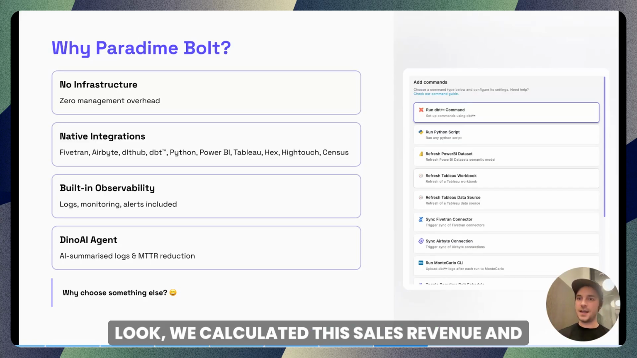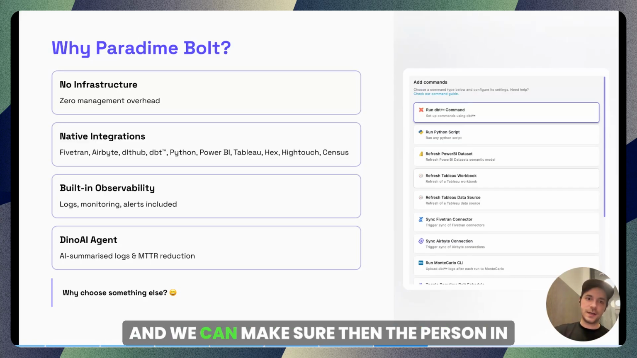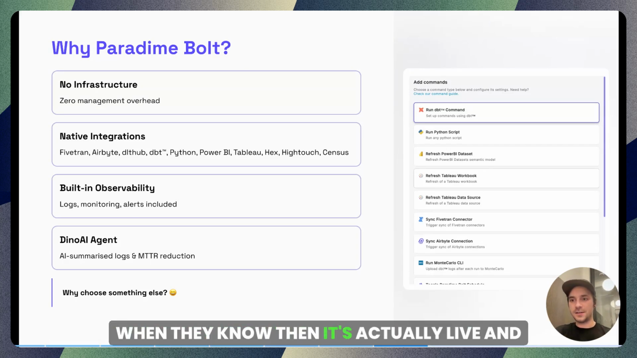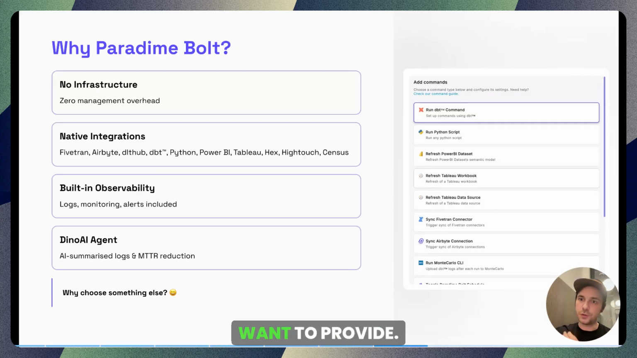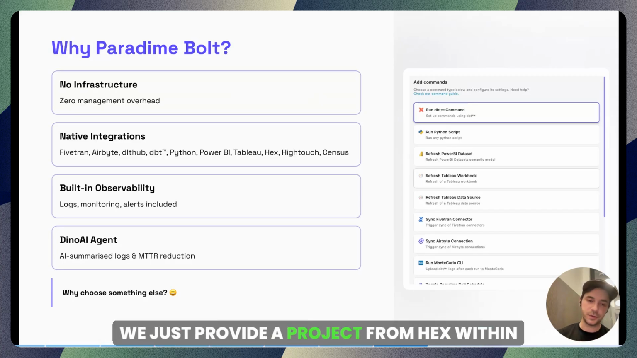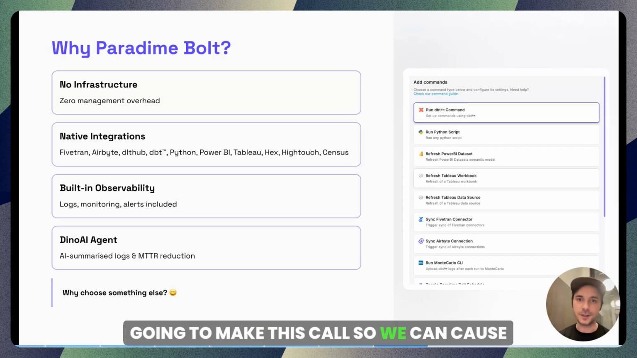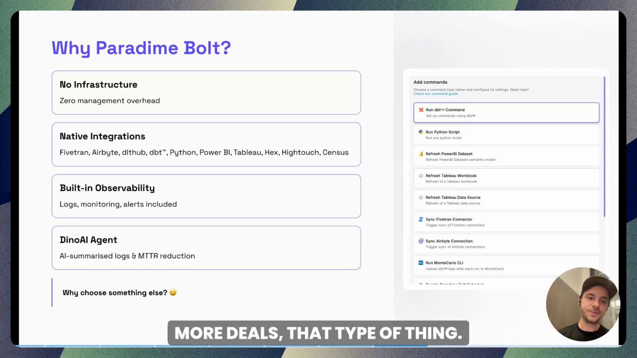sales revenue and whichever metrics we want to calculate, and we can make sure the person in sales or in marketing goes and accesses the dashboard when they know it's actually live and updated with the most recent data that we want to provide. So again, super easy. We just provide a project ID from Hex within Bolt, and then that goes right, so they can receive an alert. For example, hey, today's data has been updated. Go and make this call so we can close more deals, type of thing.